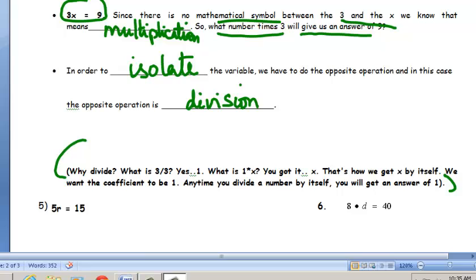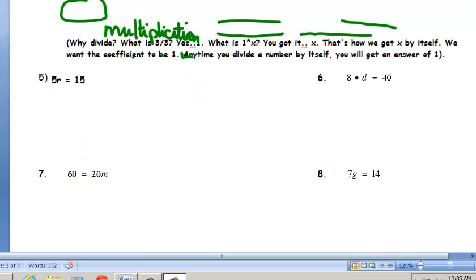Now let's move on to the actual 5 and 6 problems. Alright, let's take a look. The first problem says 5r equals 15. Again, rewrite the original problem that they've given you for more space. Now, what's happening between the 5 and the r? It's multiplication. So how do you undo a multiplication? We divide, and I want to write it with the division in the bottom. This keeps it clear for you.